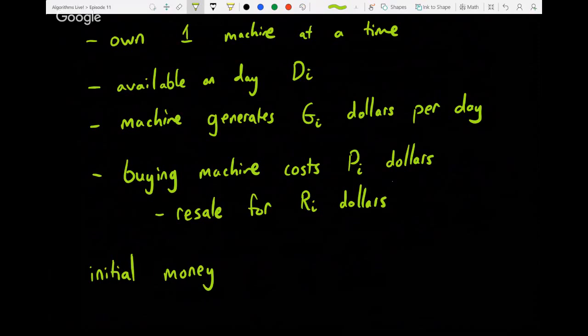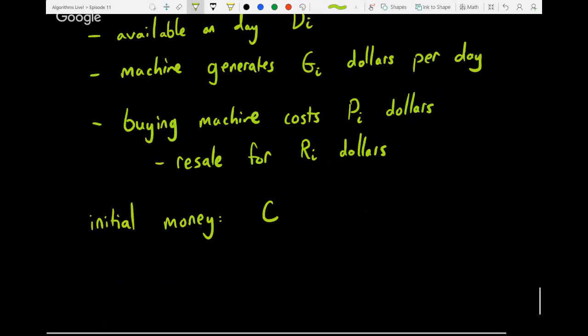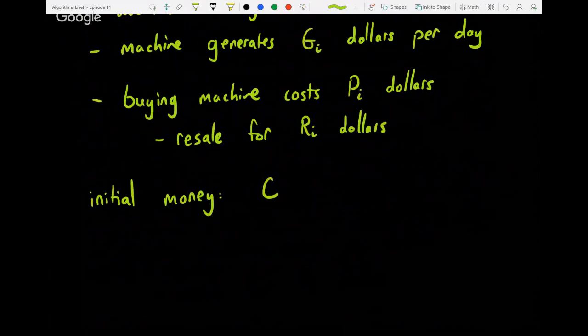And that's given to you as this value C. So what we'd like to do is just buy some machines, potentially buy one machine, potentially sell it on some day, and then buy a new machine that makes more money, then sell it, and then buy a new machine that makes more money. And by the end of all this time, what we'd like to have is the most amount of money possible in the problem.